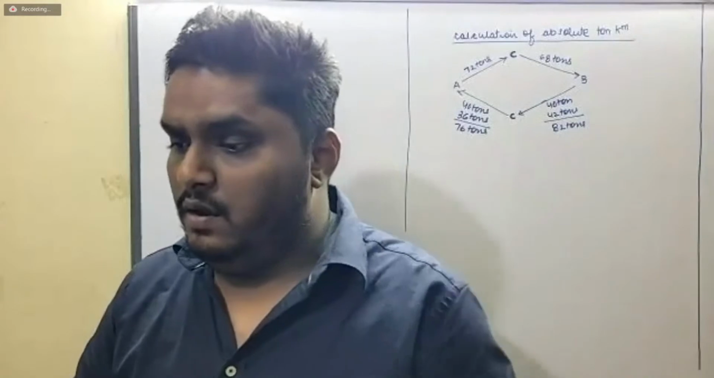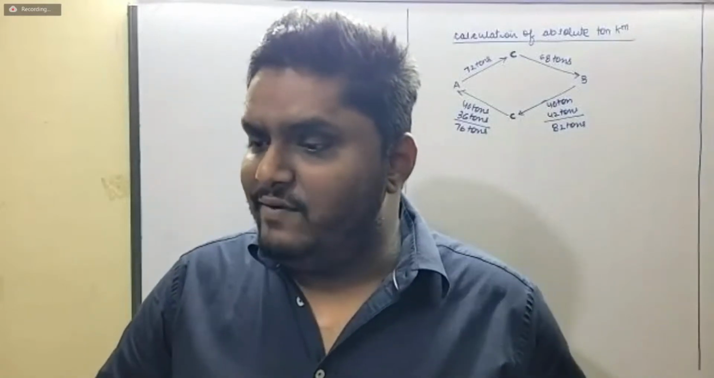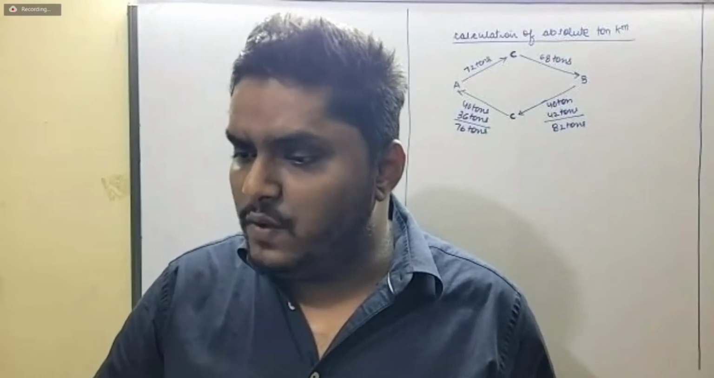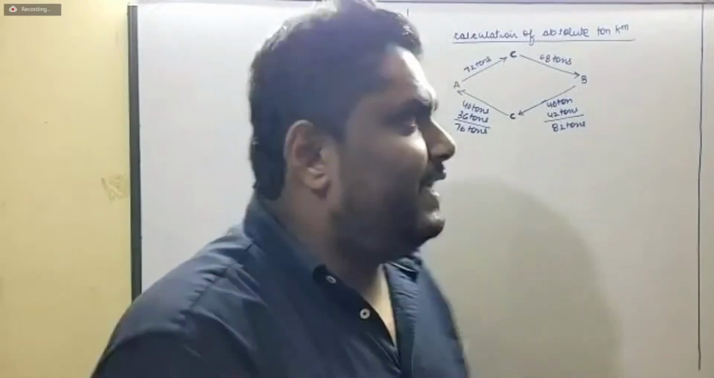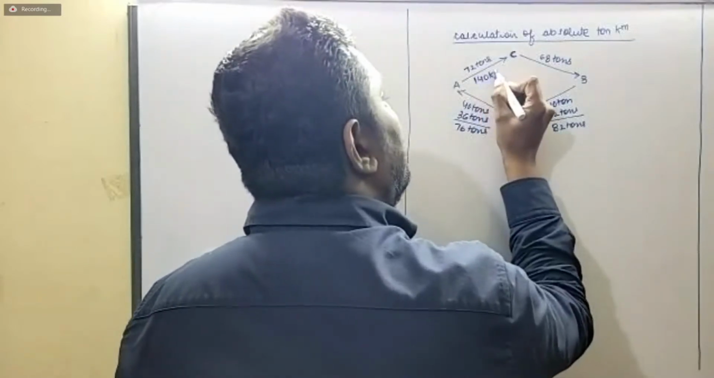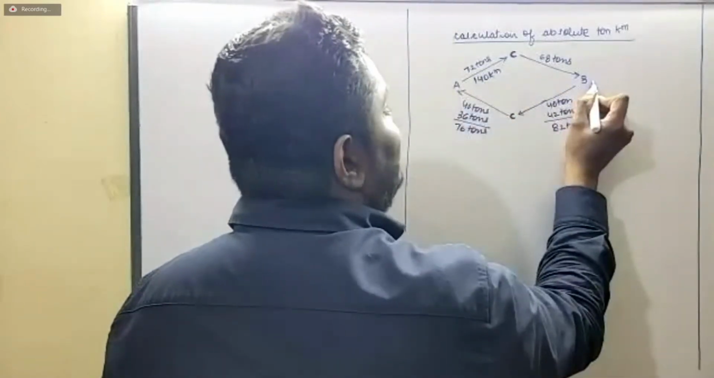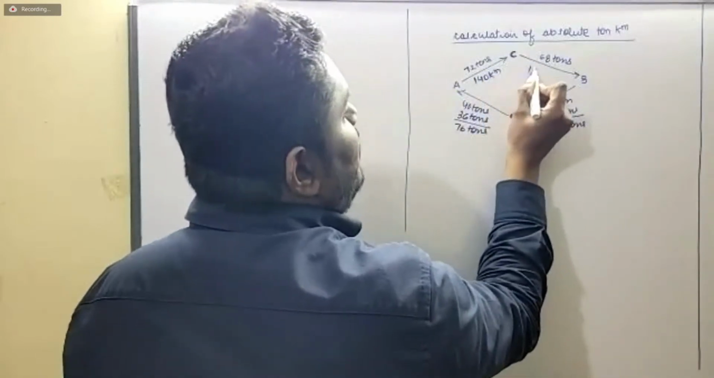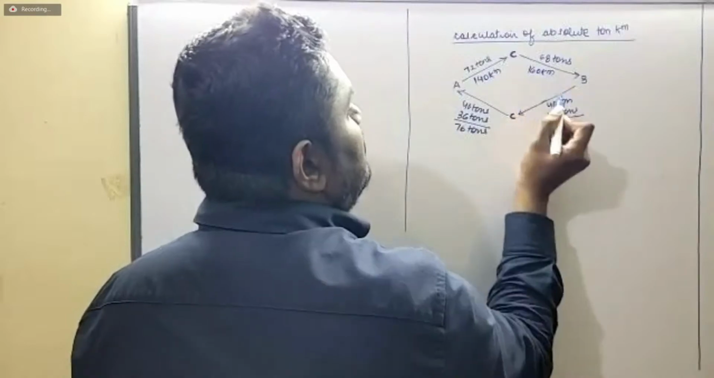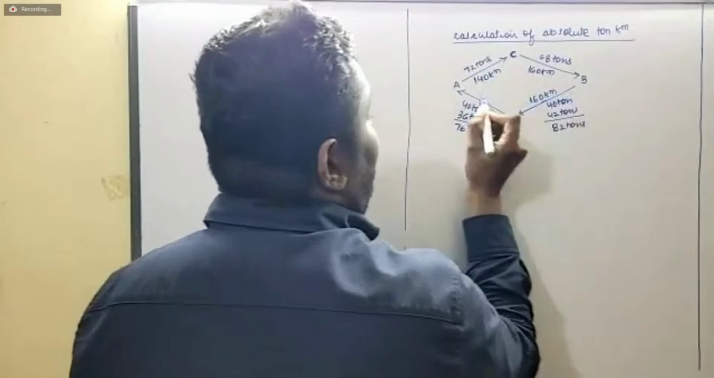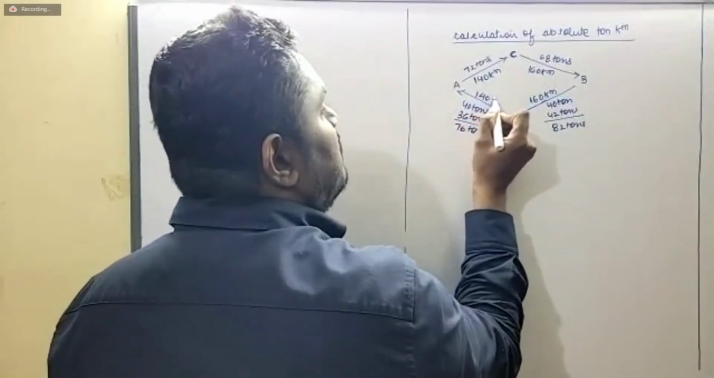The distance is given in the question. The distance from city A to C is 140 kilometers, and A to B is 300. So 140 kilometers A to C, so C to B will be 160 kilometers. Similarly, B to C it is 160 kilometers, and C to A 140 kilometers.